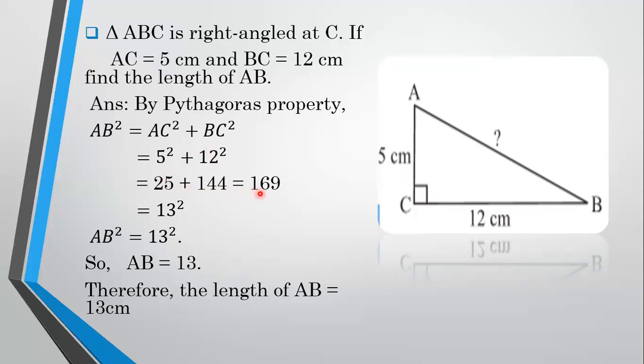And now, which number square is 169? For finding, you have to do the prime factorization method. You have to find out the prime factors. And in the last year, you have learned about the prime numbers, right? Which are the prime numbers? 2, 3, 5, 7, 11, 13, 17, 19, and it continues that way.